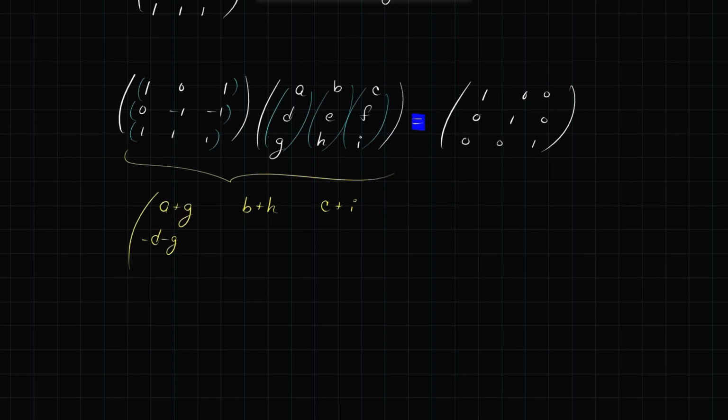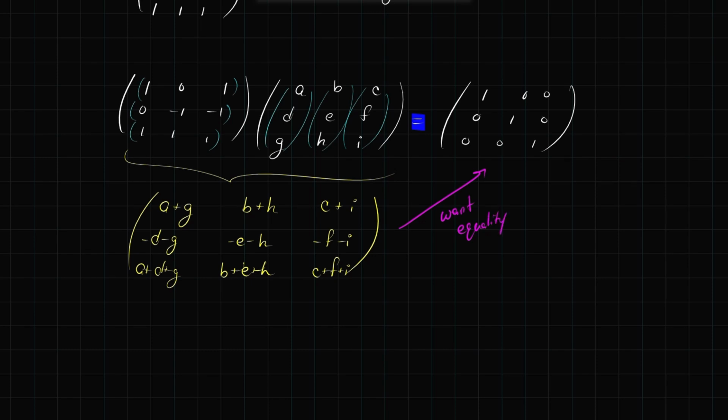BEH acts against 0, negative 1, negative 1, and we get negative E, negative H. CFI acts against 0, negative 1, negative 1, and we get negative F minus I. ADG acts against 1, 1, 1, we get A plus D plus G. BEH acts against 1, 1, 1, we get B plus E plus H. And CFI acts against 1, 1, 1, we get C plus F plus I. So that's what the left-hand side becomes. We want it to be equal to the right-hand side. Want equality.